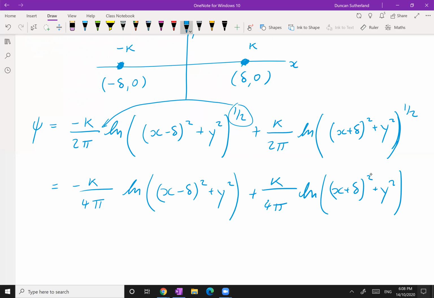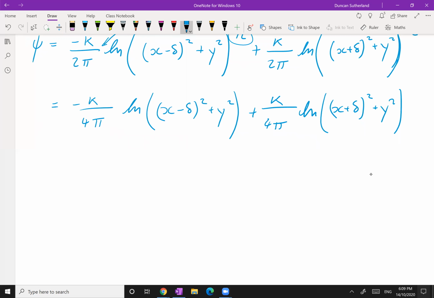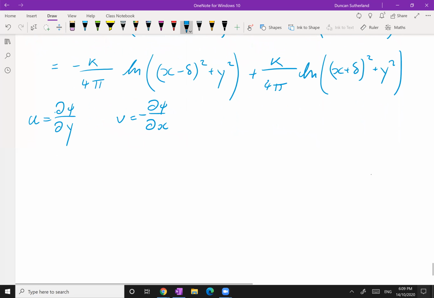Okay, so once we've got this, we've got our stream function. Because we have a stream function, we can use the definition of our stream function to obtain velocities. So remember that u equals d psi dy, v equals minus d psi dx, and there's a minus sign. So we can evaluate the velocities everywhere just by differentiating psi. So let's differentiate psi and find u.